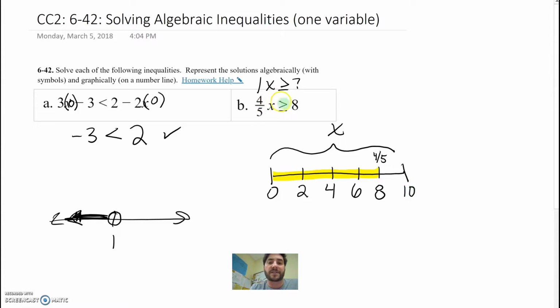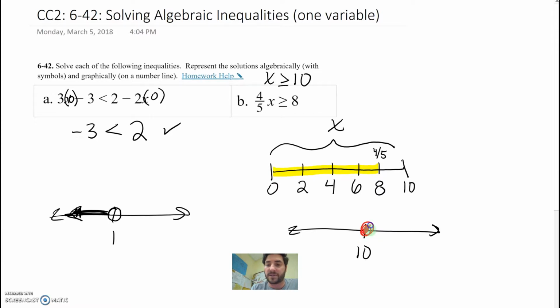So 4/5 of an x is greater than or equal to 8. Well, 1x, or just x, must be greater than or equal to 10. If we're doing that on a number line, here's the boundary point at 10. In this case, x can be 10, so I'm going to fill that in. And I want everything more than 10, which is going to make this true. 10 or more.